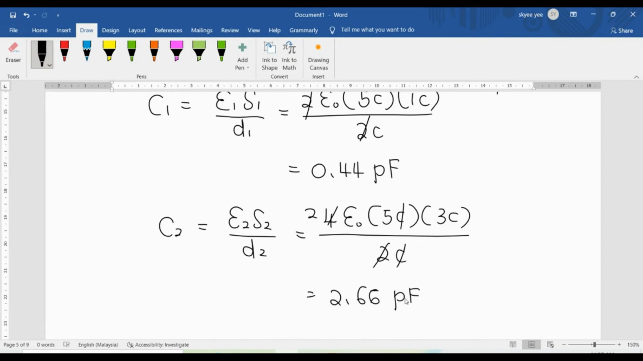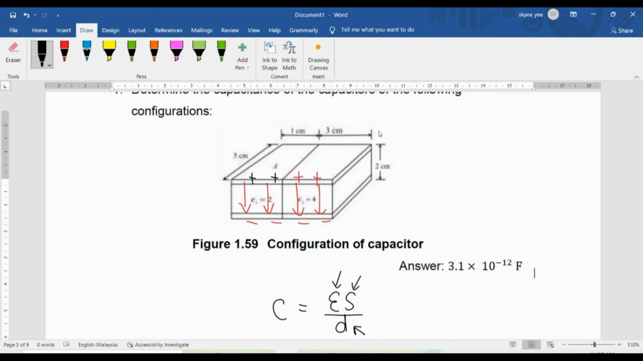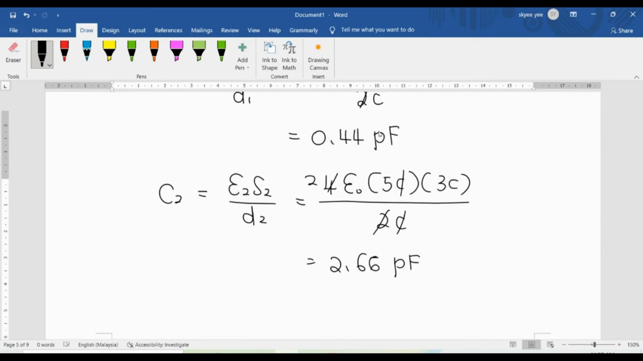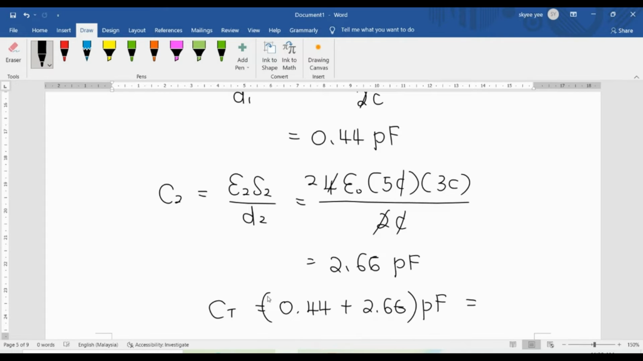What's the answer? The C total will be equal to 0.44 plus 2.66 picofarad. So you have 3.1 picofarad. Cool. All right.